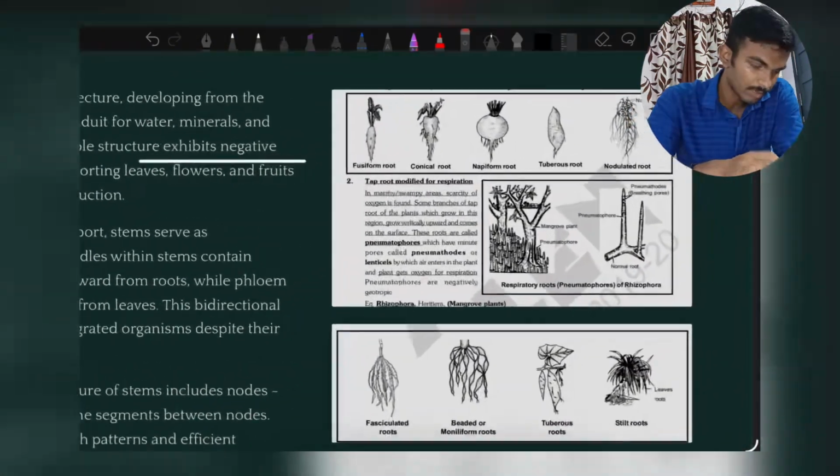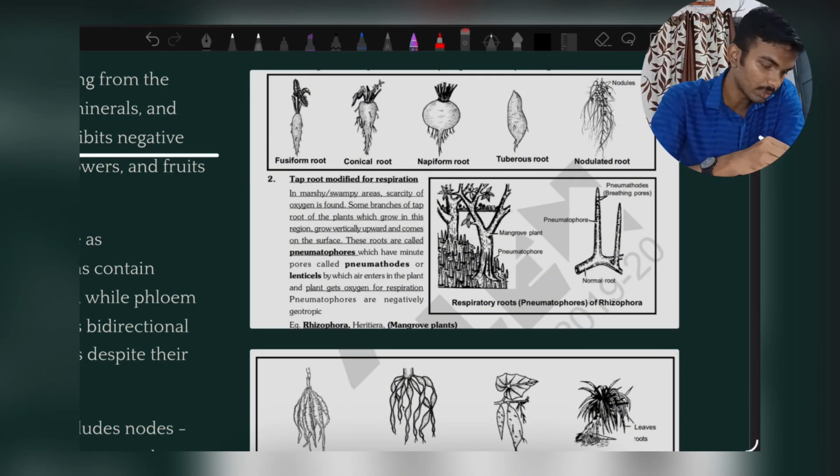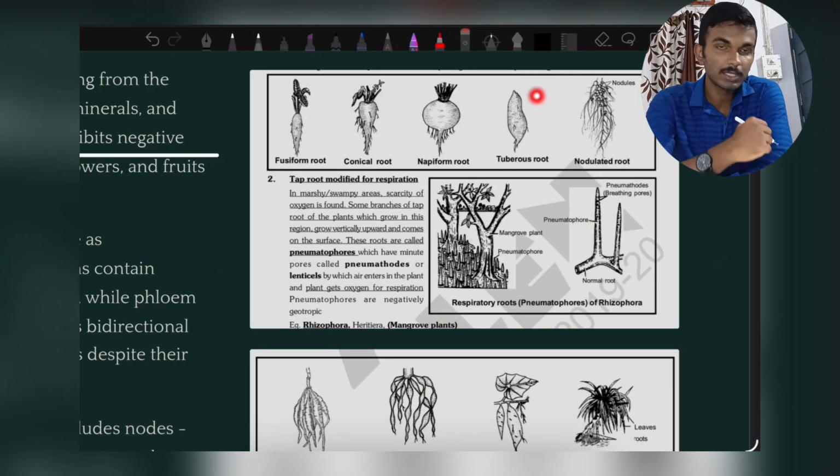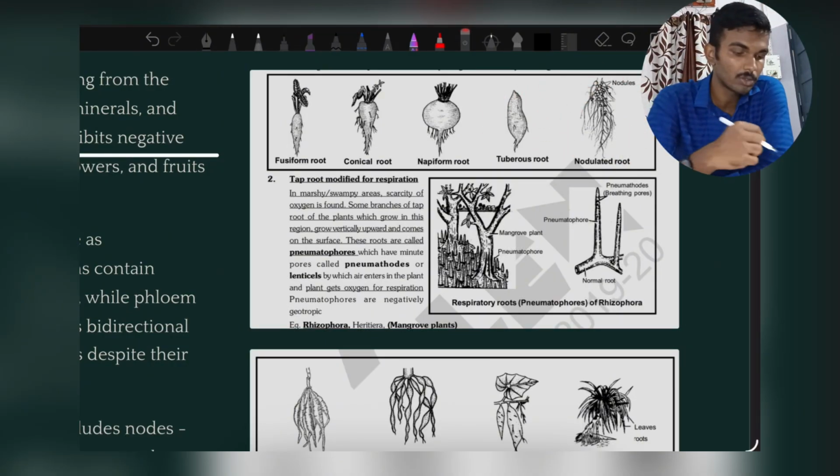As you can see, there are various types of roots. This is fusiform root, this is conical root as in carrot, fusiform as in radish, then napiform root just like turnip, tuberous root just like sweet potato, and nodules in the root just like pea.